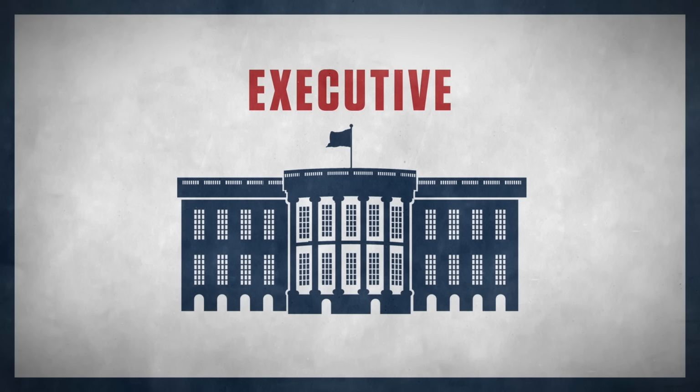There are three branches of government in the U.S.: legislative, executive, and judicial.